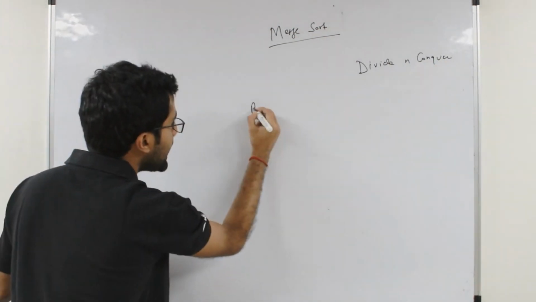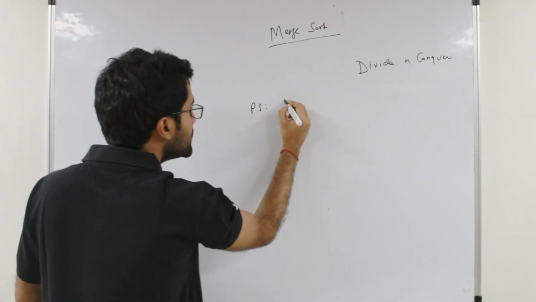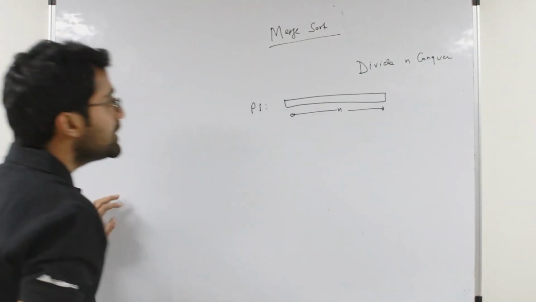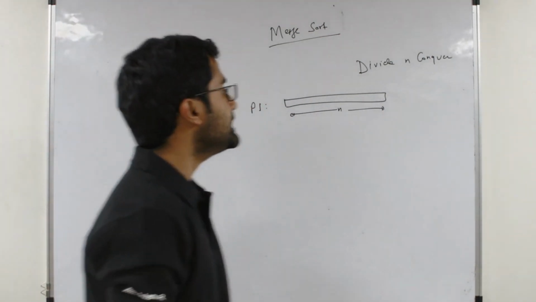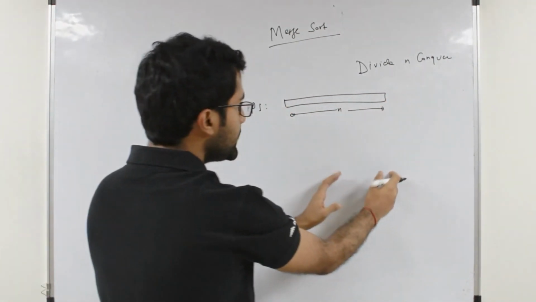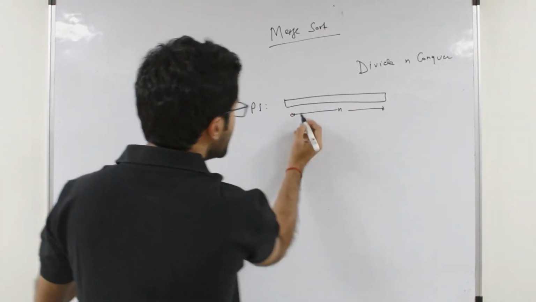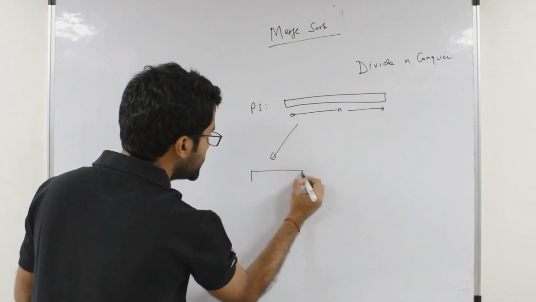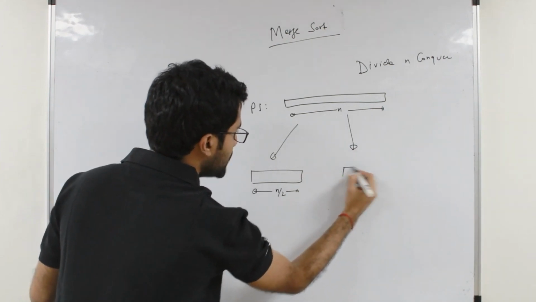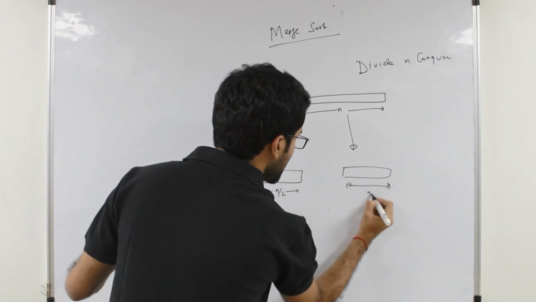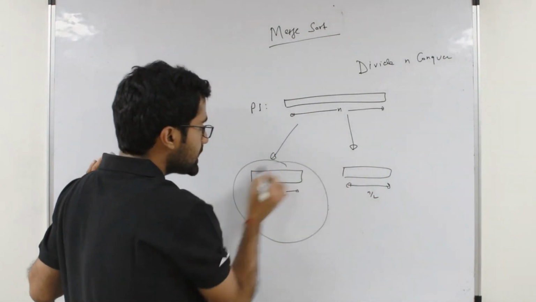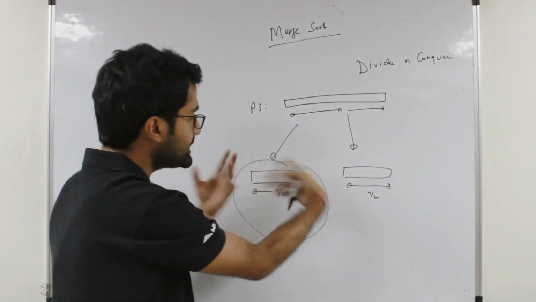So basically, let's say I have got a problem one, whose size is say n. The divide and conquer strategy is that you divide this problem into problems of smaller size. So let's say I divided it into a problem of size n by 2 and another problem of size n by 2.